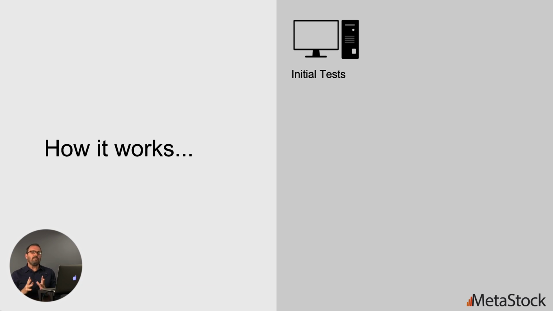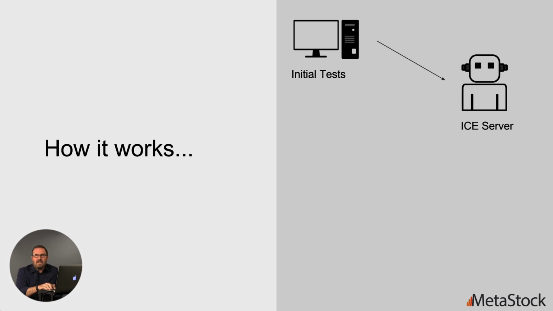At a high level, this is how ICE works. You're basically at your home on your computer using MetaStock, and you do an initial test. Once you've run that initial test, you send the results of that to the ICE server. The ICE server does not look like a robot, but a picture of a box isn't that interesting, so I put a picture of a robot there, and in fact we call it the ICE bot, but in fact it's just a server.